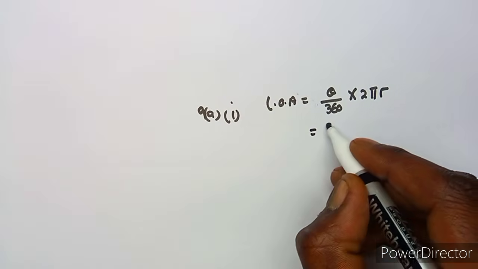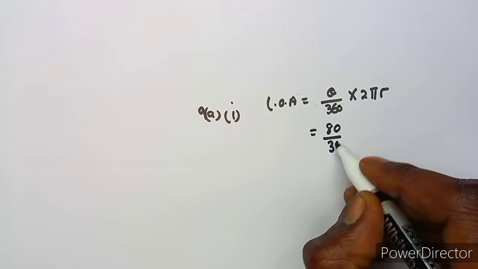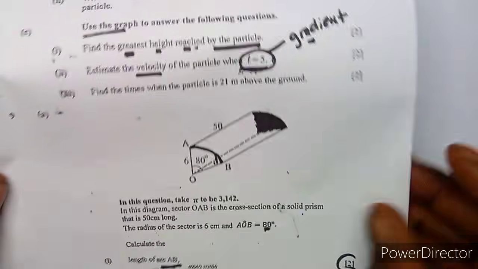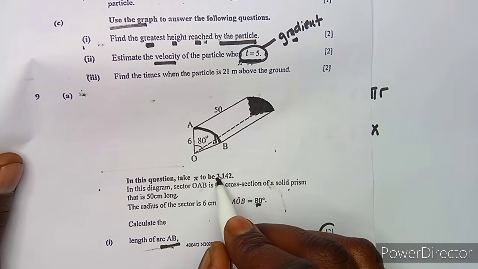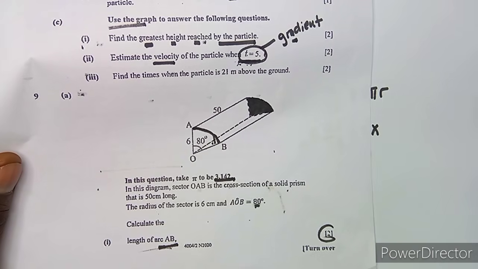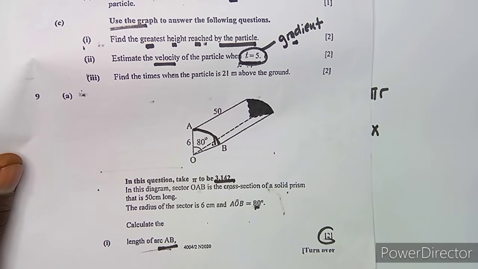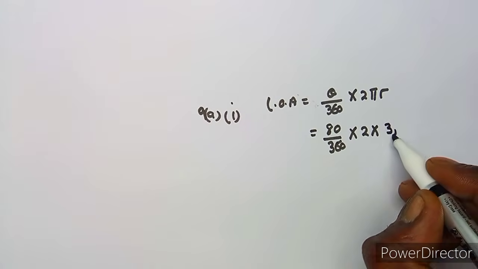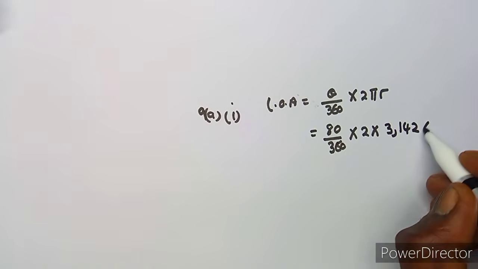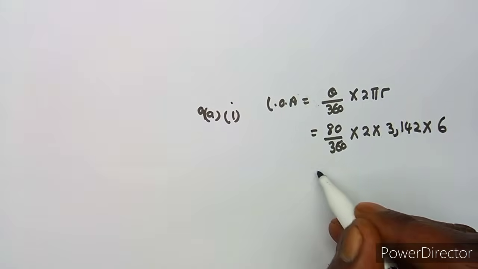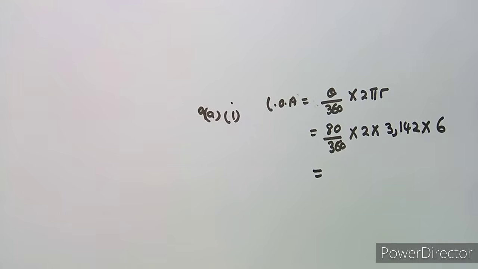So it's 80 over 360 multiply by 2 times pi. Your pi is given as 3.142. You use the pi that you are given on the question paper, not just any pi, like 22/7. You use the pi that you are given in the question. So in this one you are given 3.142, that is the one that you use, times the radius, which is 6. So just like that, guys, that is what you're going to have.